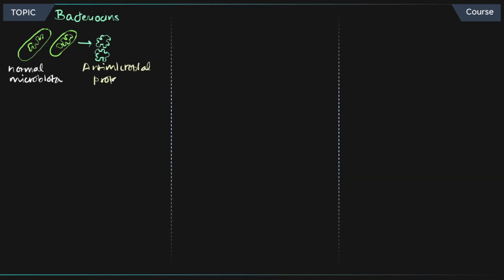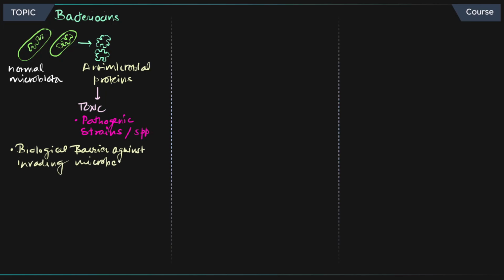And these proteins, they are highly toxic against pathogenic strains of the bacteria, right? So pathogenic strains are getting targeted with these antimicrobial proteins. They can target strains, they can target different species, but they are not going to affect the normal microbiota, interestingly. If we talk about their function, they work as a biological barrier against invading microbes. They are going to protect our body. They are not going to allow the entry of these pathogenic strains, and they also control the competition, right? If bacteria is trying to outgrow the normal bacteria, it's going to target that.